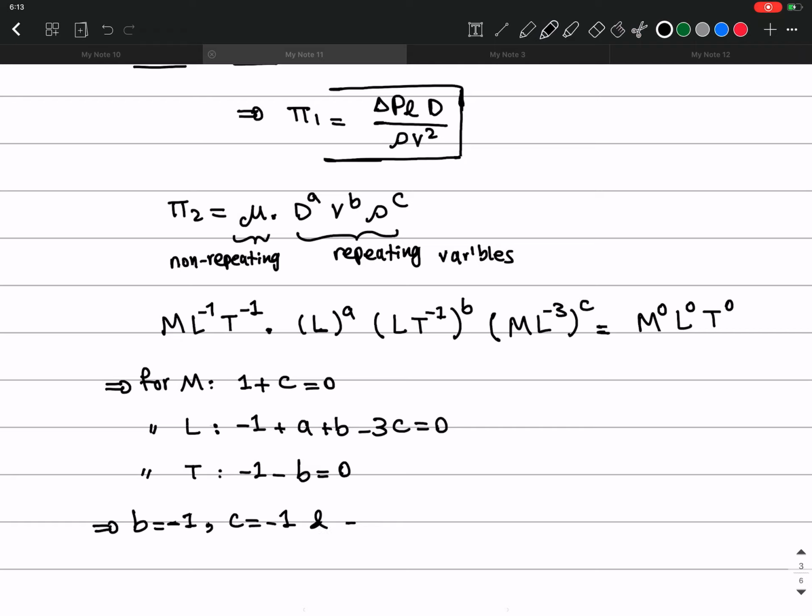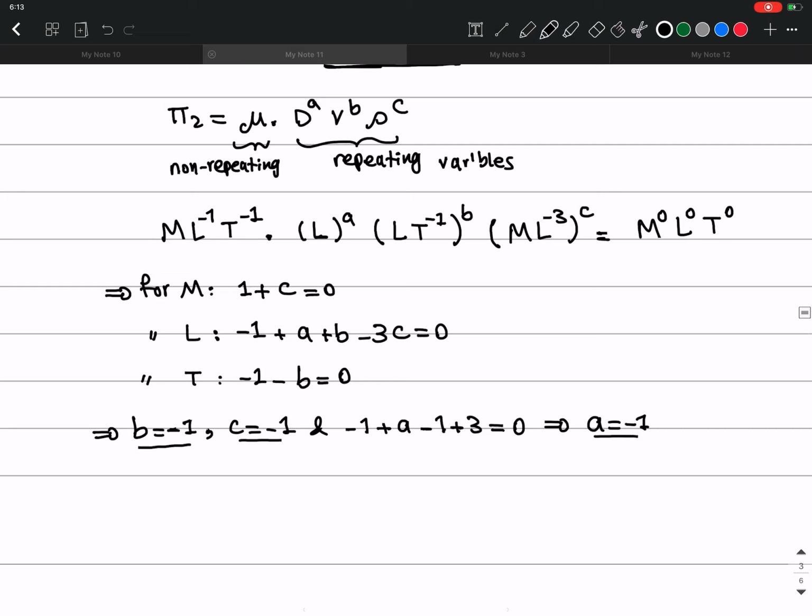And the second equation gives me minus 1 plus a plus b, which is minus 1, minus 3c, which is going to be plus 3, equals 0. And so a is going to be minus 1. So the second pi term is pi 2 equals mu, viscosity, and all of them are going to go to the denominator with power 1, right? dv rho.